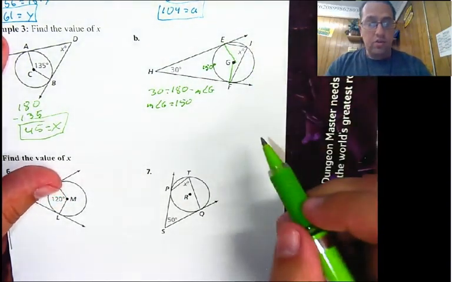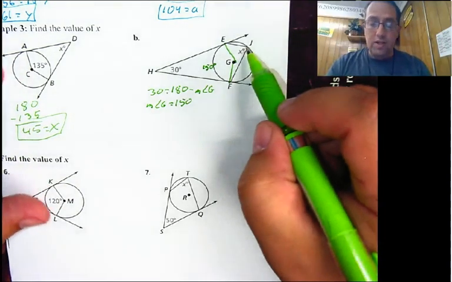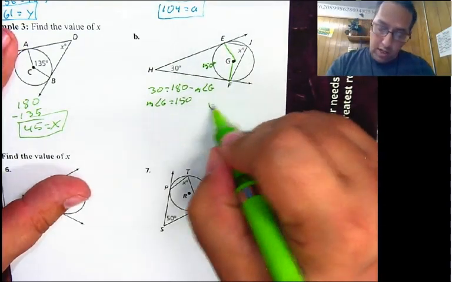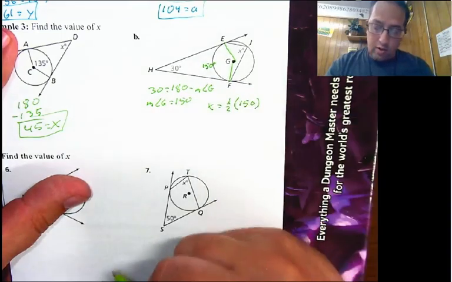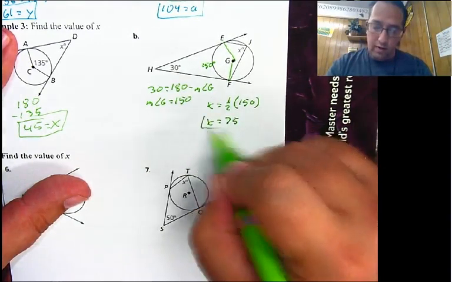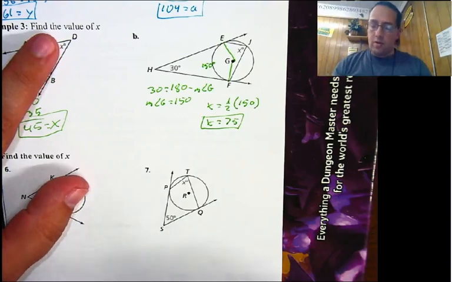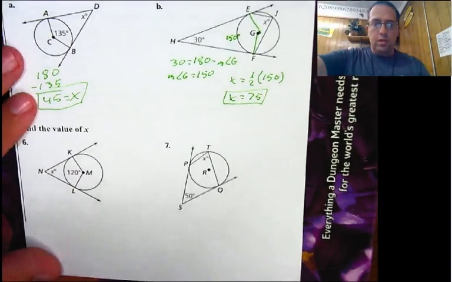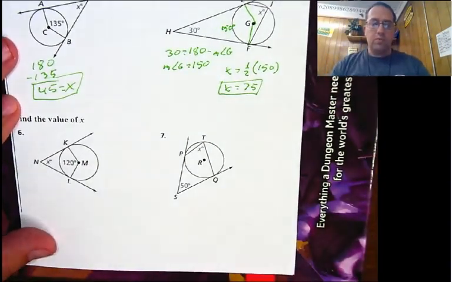X is an inscribed angle. From the last video, we know that the inscribed angle is 1/2 of its intercepted arc. So x is equal to 1/2 of 150. And x is equal to 75. All right. So that one is a little bit odd, but it's okay. It's still not too bad. Okay. So I want you to use this and pause the video, work out number 6 and number 7.